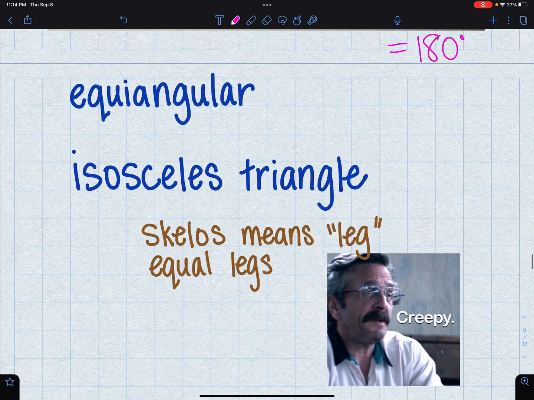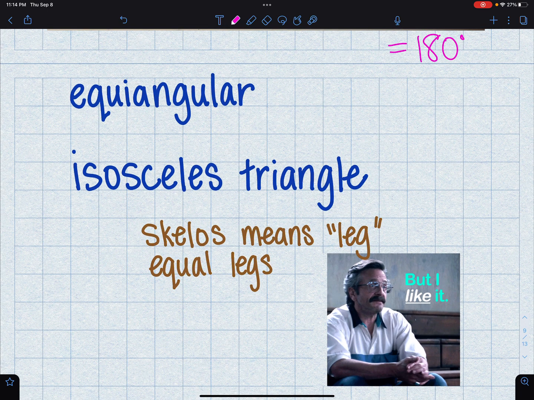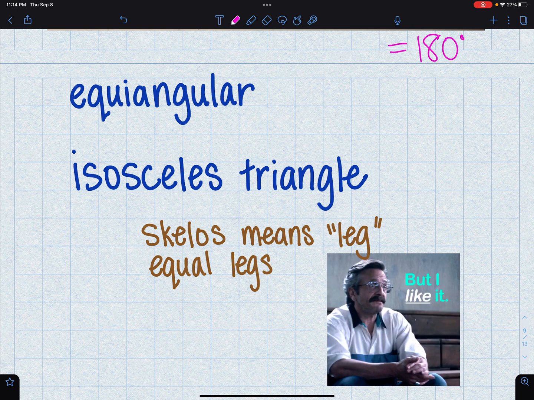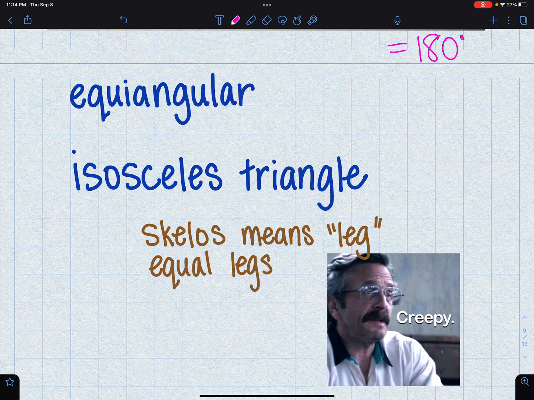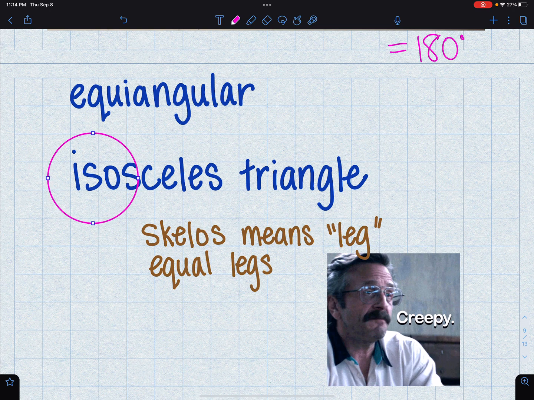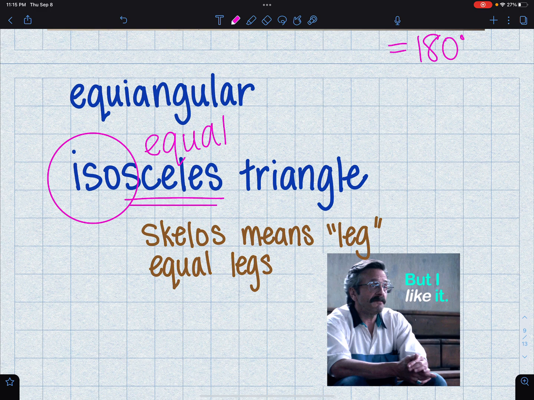Now, if you want to classify a triangle based on sides, or relative lengths of their sides, then there's another way to classify triangles. Another fun little fact here is the Greek prefix iso means equal. And the root word of scales comes from scalos right there, and that means leg.